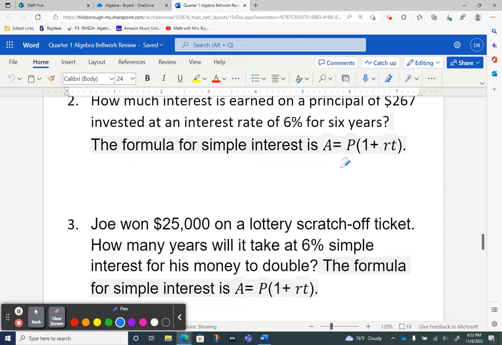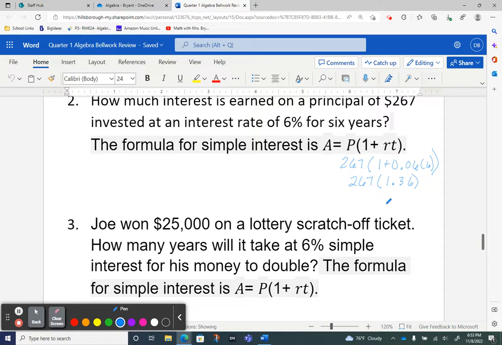So our principal, again, was stated $267. 1 plus the rate of 6% as a decimal would be 0.06 times 6 years. Okay, so we know how to do these. 6 hundredths times 6 would be 36 hundredths, plus 1 more is 1 and 36 hundredths. You could easily have used your calculator to figure that out if that is not math you do in your head. This next part is not math I do in my head.